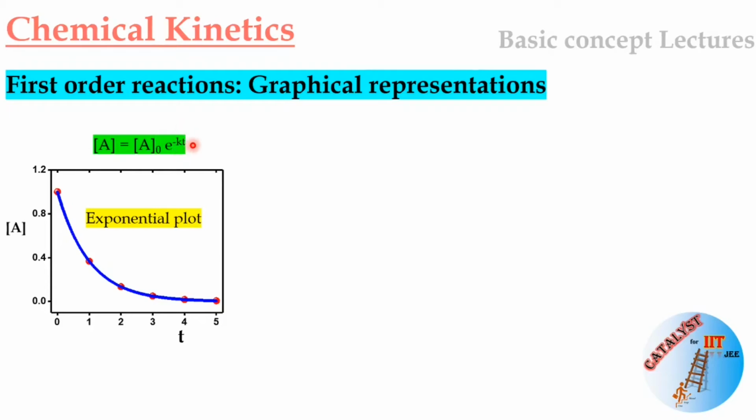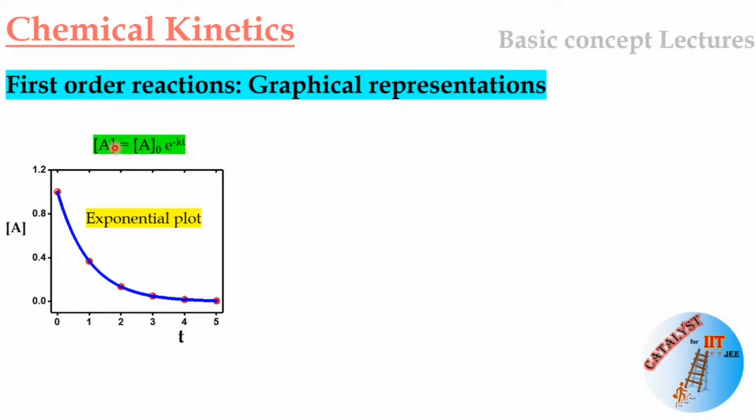So t is increasing, which means kt is also increasing, because k is a constant. k is not changing with time. That means e to the power minus some quantity that increases with time. Because of this negative symbol, the whole quantity is decreasing with time. As kt increases, minus kt decreases, which decreases the exponential quantity.